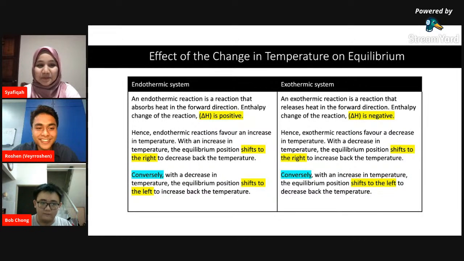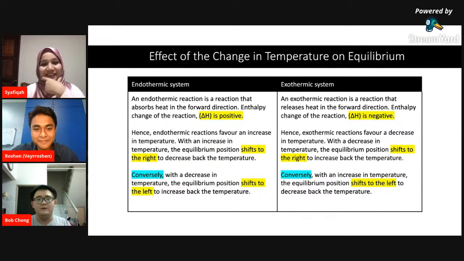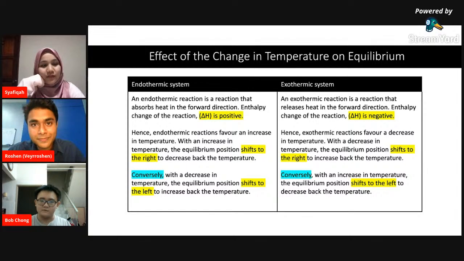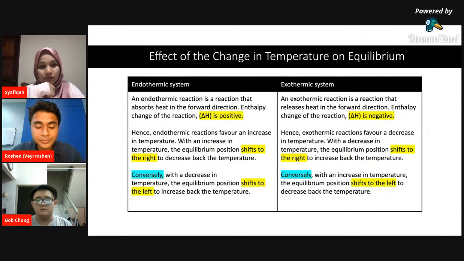But if you want to know, an endothermic reaction is a reaction that absorbs heat in the forward direction. So what does endo mean again? Something inside, right? Inside makes sense because in an endothermic reaction you want the heat inside, so it absorbs heat inside.